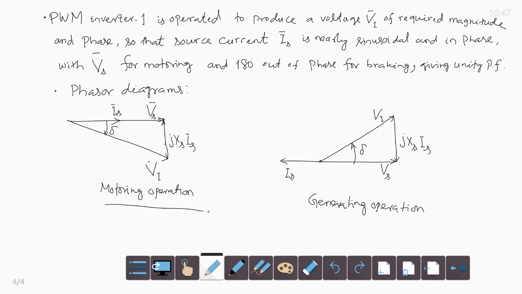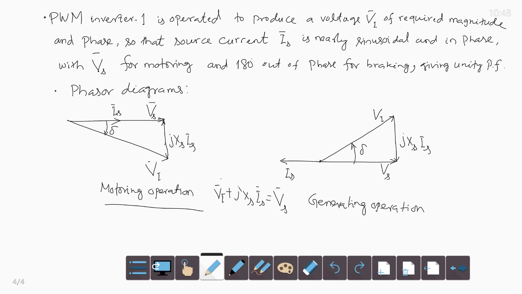Here the AC supply voltage V s and supply current I s are in phase, and V I is decided such that phasor V I plus j Xs I s is V s, and V s and I s have to be in phase. So, V I is controlled with angle delta in this fashion for motoring operation.